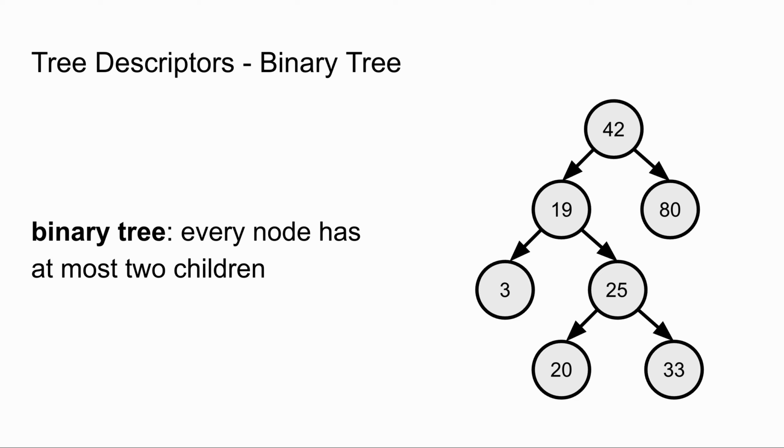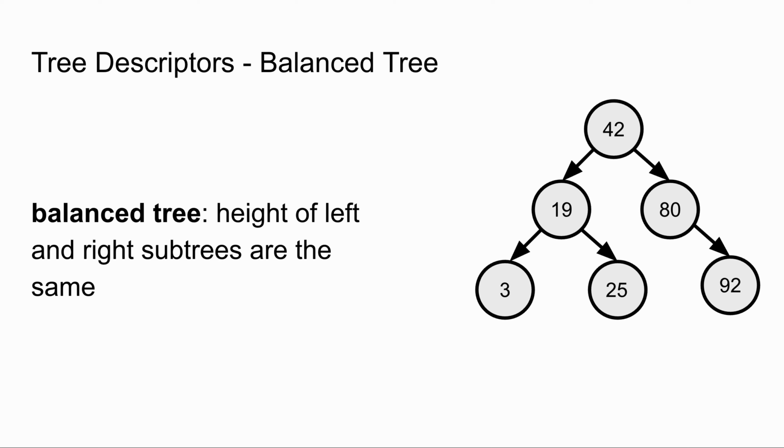Now, let's look at some other ways we can describe trees. A binary tree is a tree where every node has at most 2 children. All the trees we have seen so far have been binary trees. A balanced tree is a tree where the height of the left and right subtrees are the same. Here we can see that the left subtree has height 2, and the right subtree also has height 2.